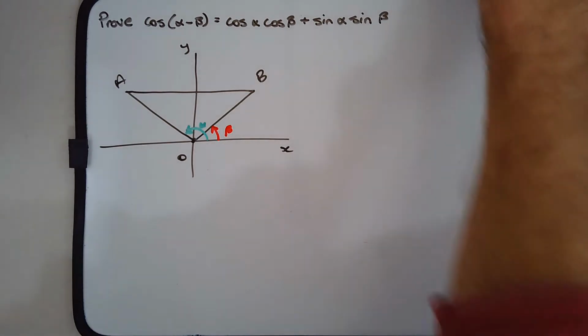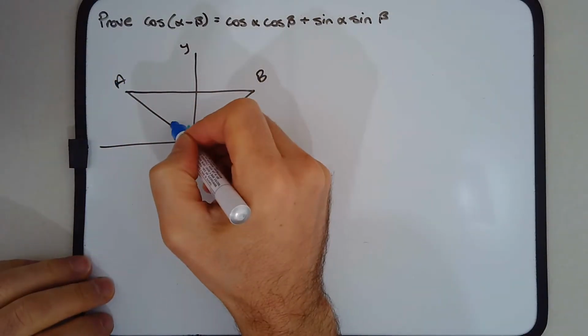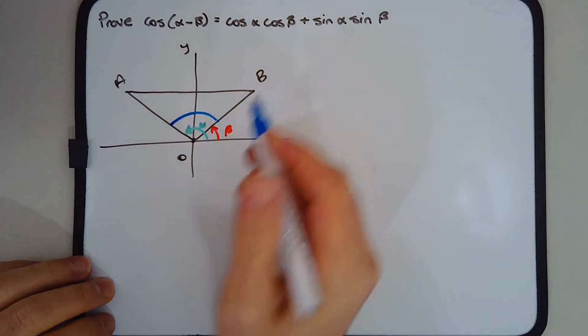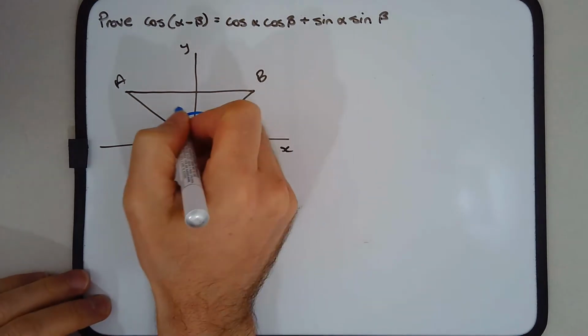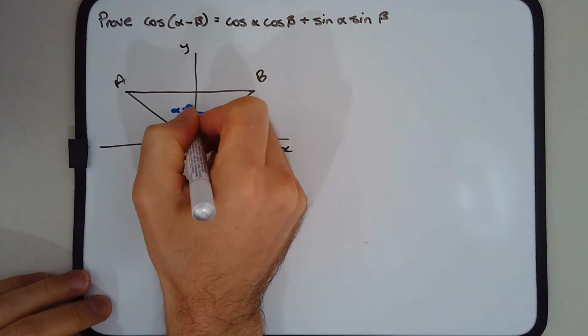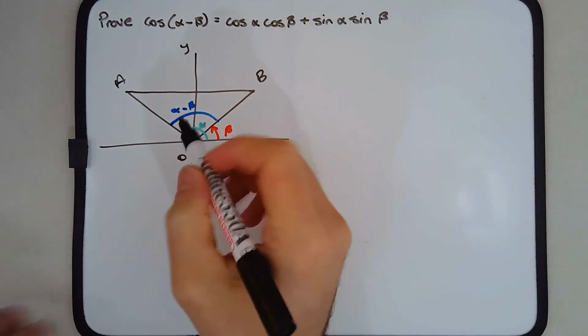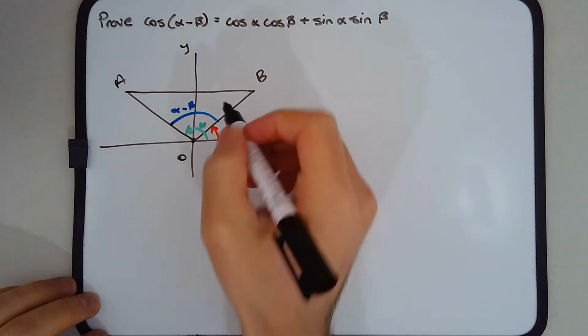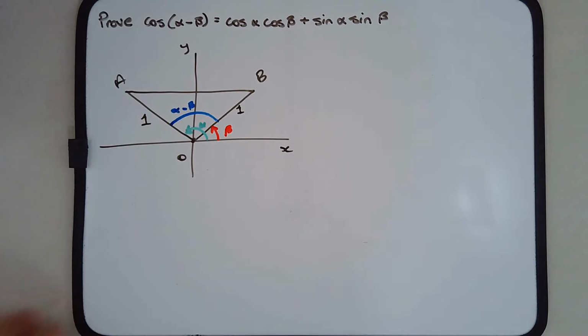This means that the angle inside the triangle, angle AOB, this angle here, would be the difference between angle alpha and angle beta. So this would be alpha minus beta. That would be the angle in there. Now, because the triangle is inscribed inside a unit circle, OB and OA are 1 unit in length as well, and that makes the calculations much simpler.